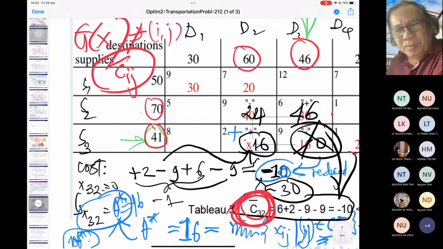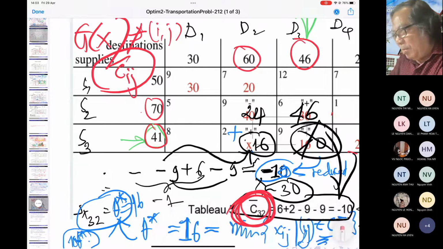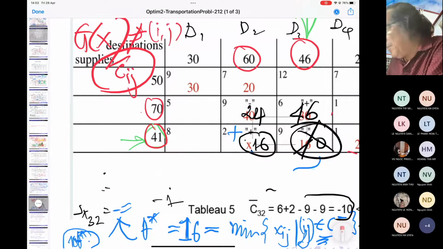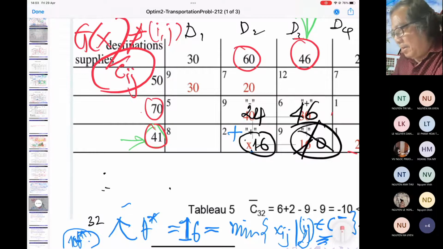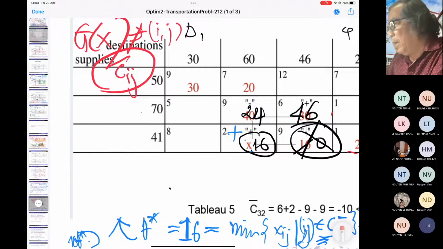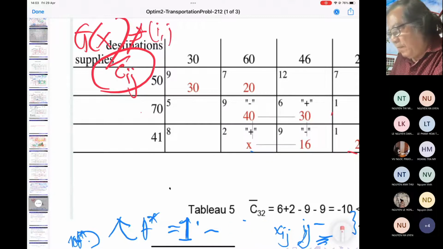Take a look. I will reformulate the way we do it here, so that you can see how you find out the reduced cost. Very easy.